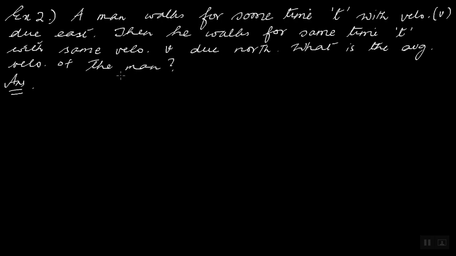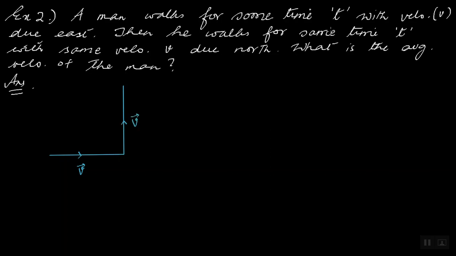And you remember the formula, average velocity is total displacement by time interval. So let us draw the diagram first of all. From this point the man is going due east, so let's say this man is going this way. And from here he is going due north. The man is going this way with velocity v, and from here he is going with the same velocity v due north.